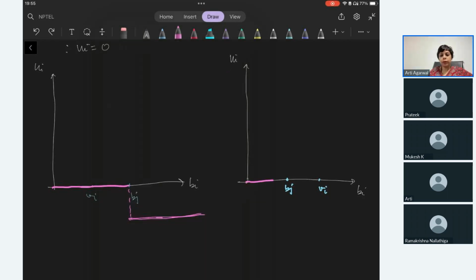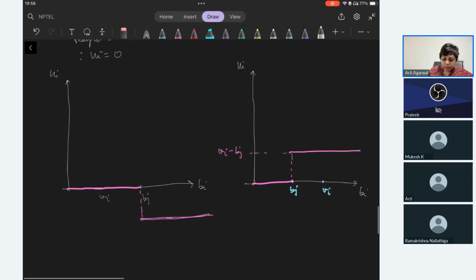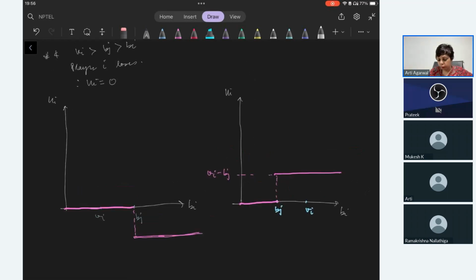So far, you are losing, right? Now, if BI is greater than BJ, you are winning. And your payoff is what? VI minus BJ. So now, irrespective of how high you bid, your payoff is still the same. This value is VI minus BJ. And this is your value. So this diagram just helps you visualize what is happening. You don't actually need the diagram, but if it helps, you can refer to it.